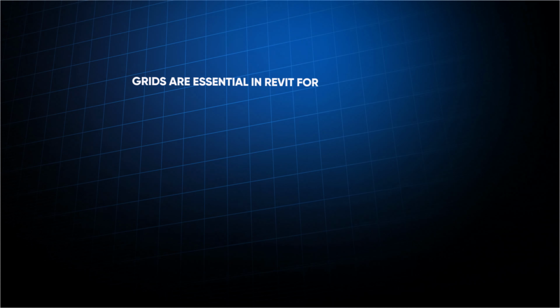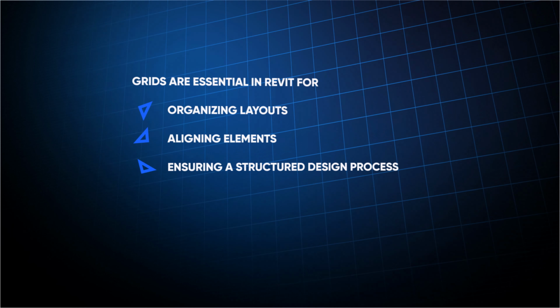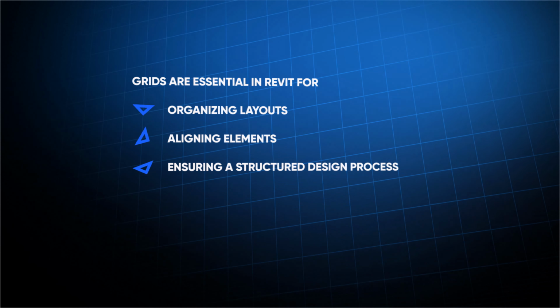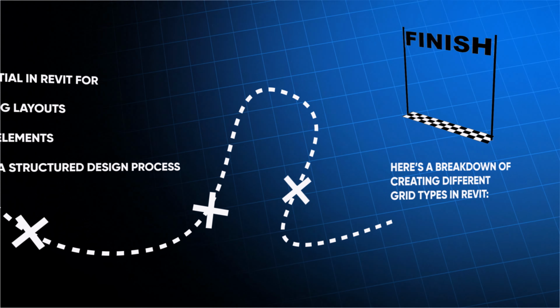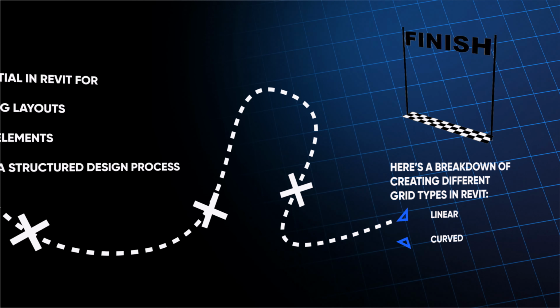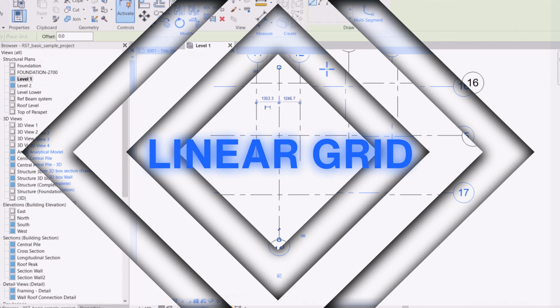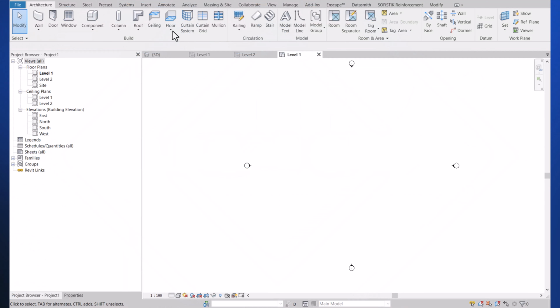Grids are essential in Revit for organizing layout, aligning elements, and ensuring a structured design process. Here is a breakdown of creating different grid types in Revit: linear, curved, or picked line grids. The linear grid is the most straightforward type and it's perfect for setting up a clear orthogonal layout. Here is how to start.